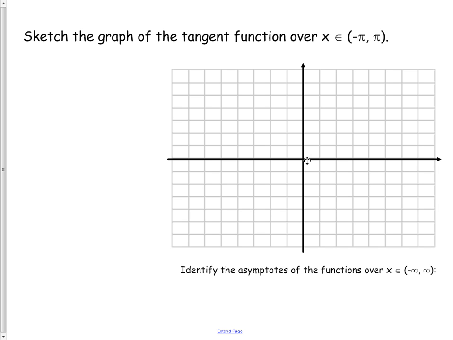Remember that tangent is a function that has the same sort of domain as the secant function. That is, our domain for tangent of x is the set of all x such that x is not equal to odd multiples of pi over 2. So 2n plus 1 multiples of pi over 2 are excluded from the domain of this function. So what that's going to mean for me is this.